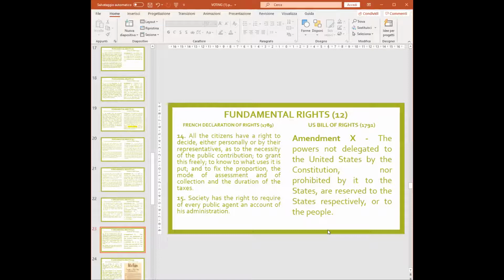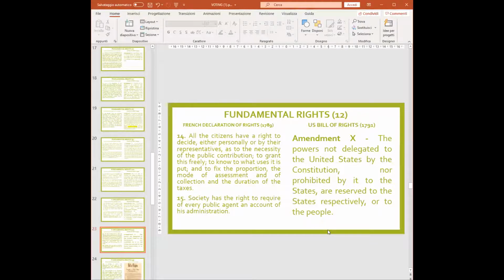And at the same time, we see that Congress and the president have always tried to expand their powers. So constantly through the history of the US, we find this conflict between the federal level, the central level, and the state level, the decentralized level. So this article, the 10th Amendment, somehow tries in 1791 to establish what belongs to the federal institutions, what belongs to the states, and what is left to the people.